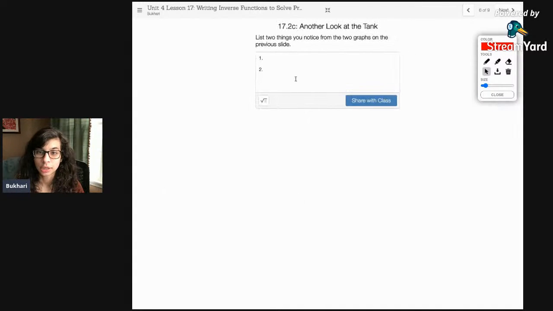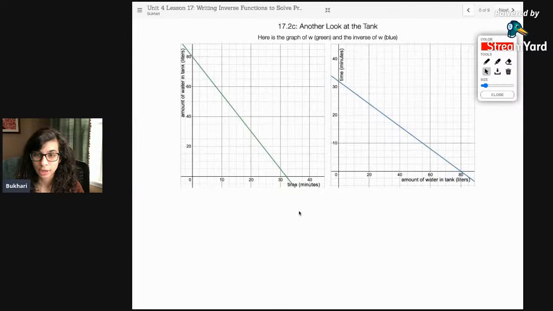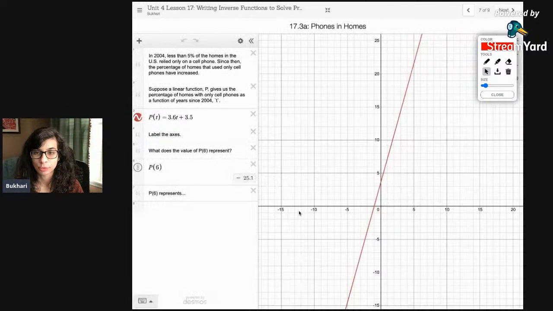Going back into that, write two things that you notice from the graphs. Think a little bit deeper than what we were talking about before.